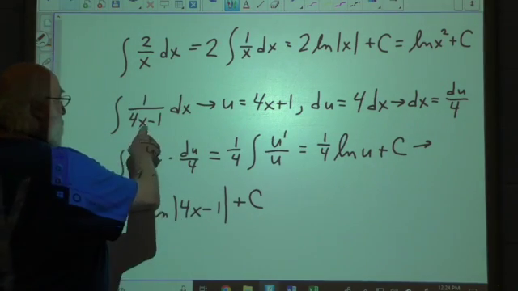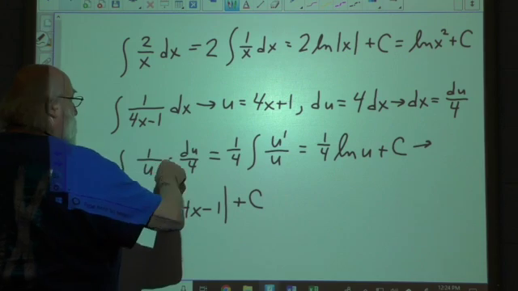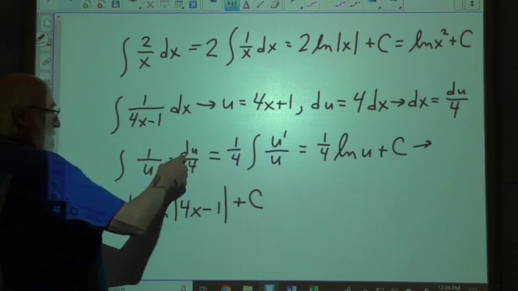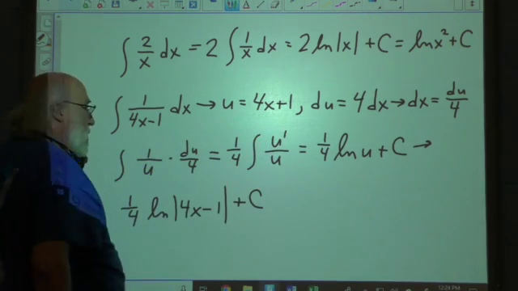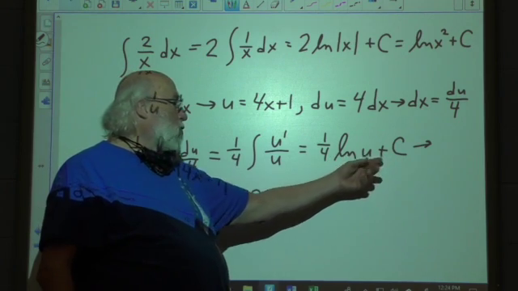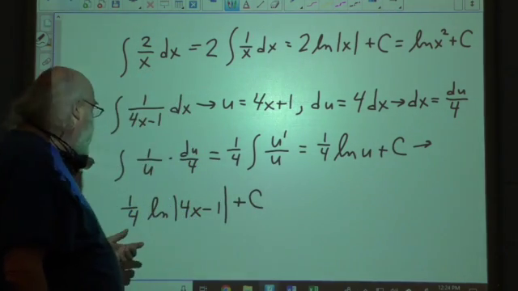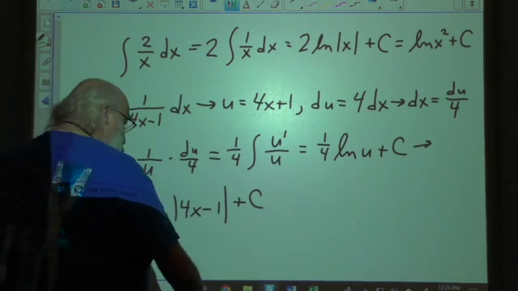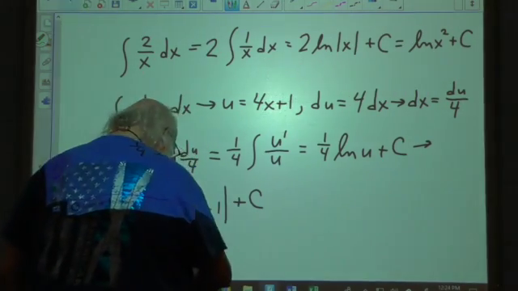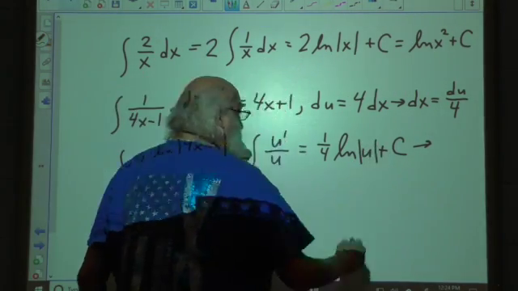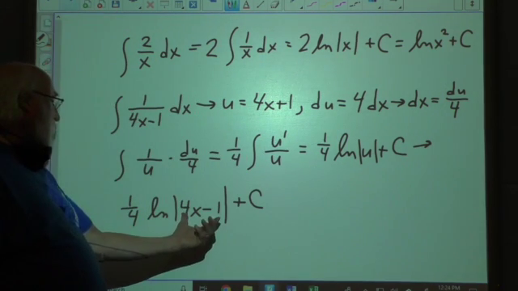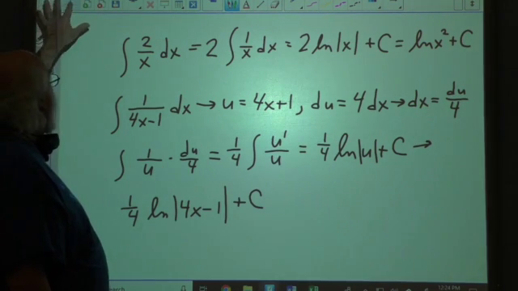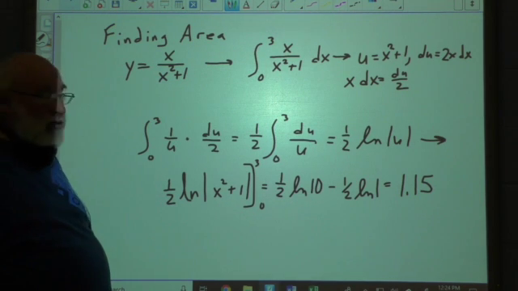Plug that in right here, so 1 over 4x minus 1 is 1 over u, and dx is du over 4. So we take the 1/4 on the outside, du over u is u prime over u, and so that's going to be 1/4 times the natural log of u plus c. And there you just replace the u, actually I should have the symbol there, like that. I forgot to put that in there, and that gives you 1/4 times the natural log of 4x minus 1 plus c.